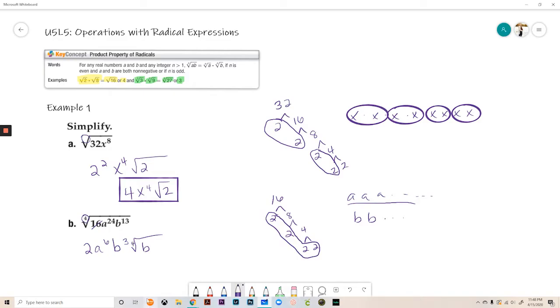Now, in the last unit that we were talking about, I'm just going to leave it.